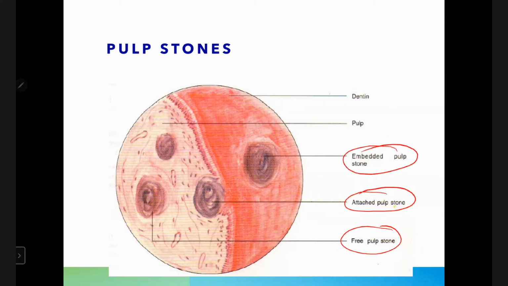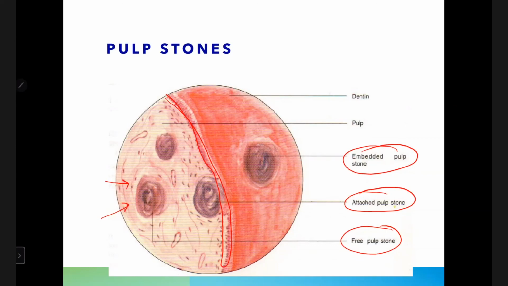The pulp stones that are lying free in the pulp. This is the pulp, and here is the odontoblastic zone, and prior to it we have the predentine. The pulp stones that are lying free in the pulp without getting attached to the dentine, just free in the pulp, are called free pulp stones.